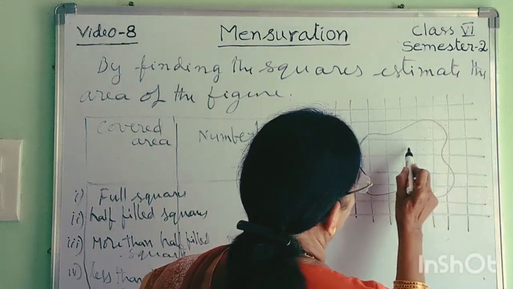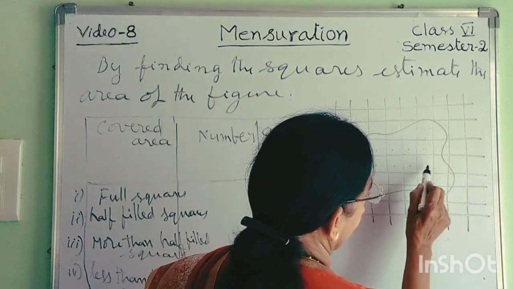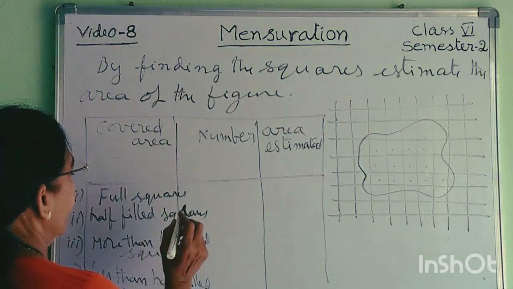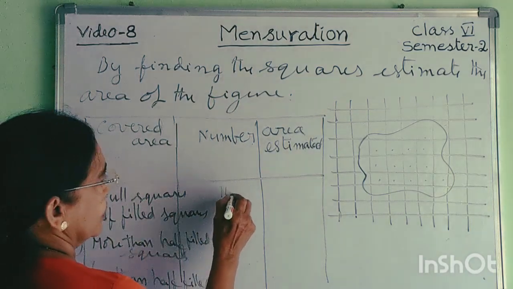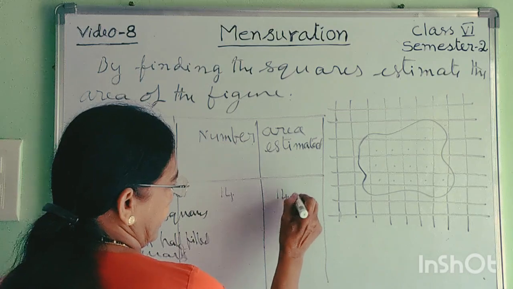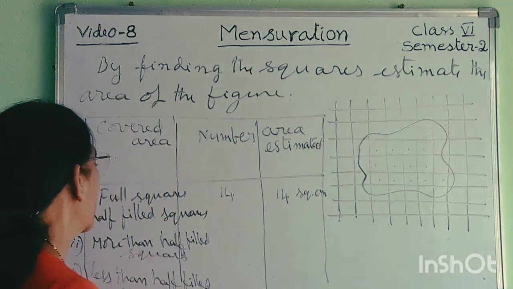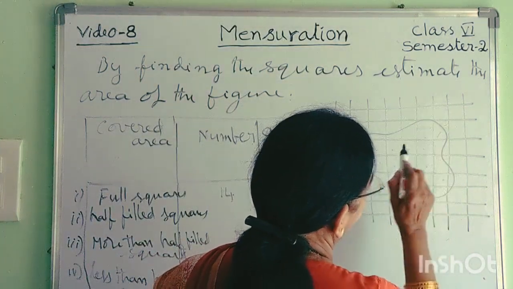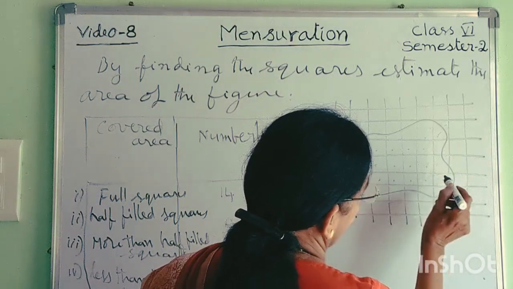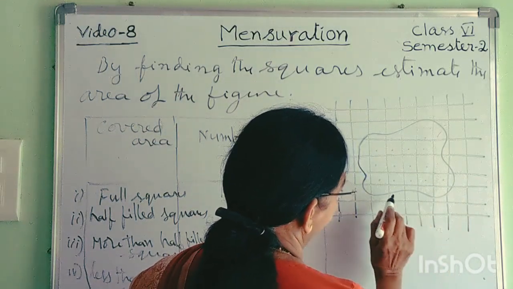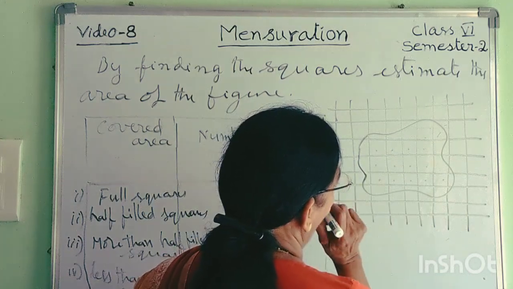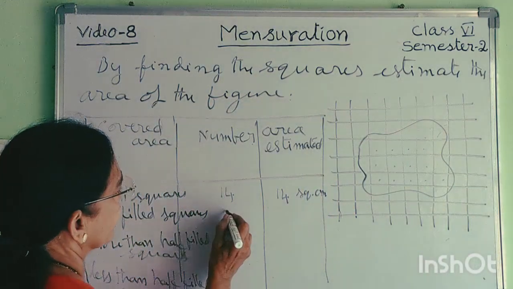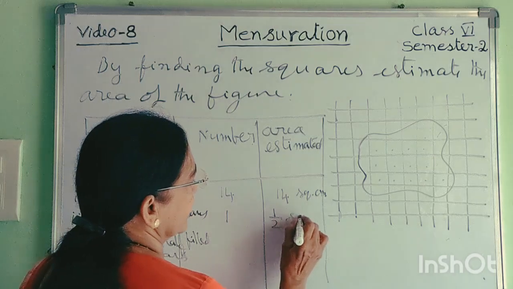1, 2, 3, 4, 5, 6, 7, 8, 9, 10, 11, 12, 13, 14. 14 fully filled squares. So the area estimated is 14 square centimeters. Now the half filled squares. This is 1/2. Exact half is only one. Only one exact half square. Therefore, half square centimeter.